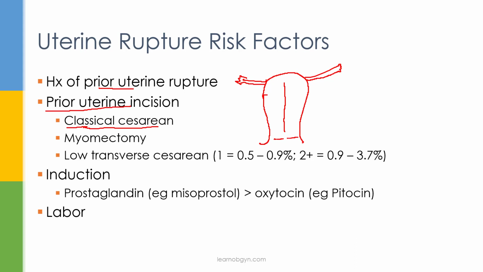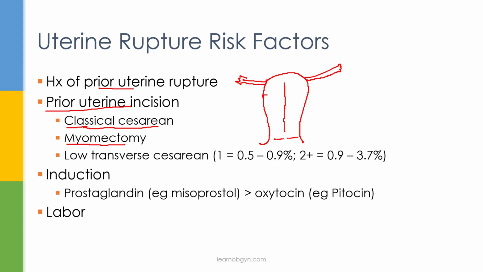A myomectomy, or removal of fibroid, also puts a patient at increased risk of rupture, especially if during the myomectomy the incision was deep enough to enter the inside of the uterine cavity. In other words, if the surgery required an incision that went all the way down to the endometrium, this is another high risk factor for a possible uterine rupture. And depending on the exact size or extent of the surgery, you may tell your patient that they should not labor if they had a prior myomectomy as well.